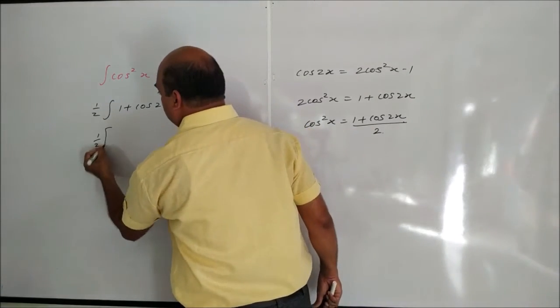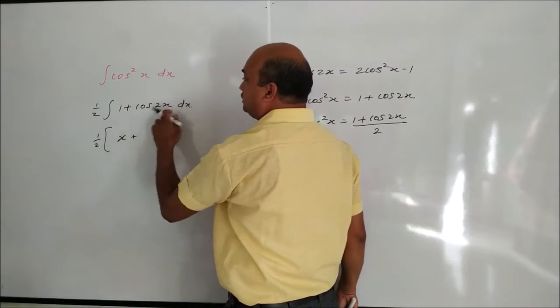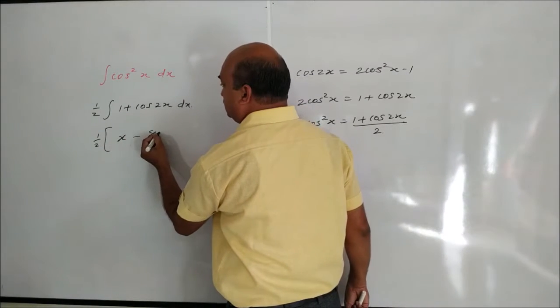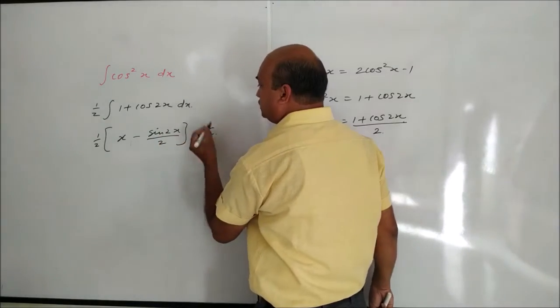Now integration of 1 is x and integration of cos 2x is sin 2x by 2, so it is x by 2 plus sin 2x by 4 plus c.